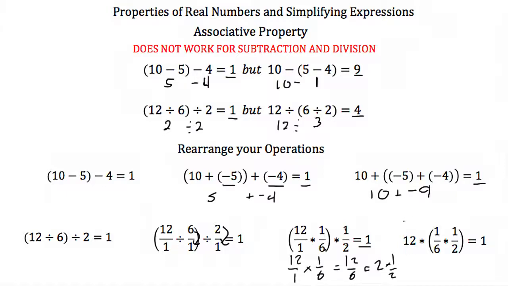Well, I can regroup this now that it's a multiplication problem. 1/6 times 1/2 is 1/12. And if I multiply that by the 12, I still get 1. So if you need to regroup or rearrange a division problem, change the divisor into multiplying by its reciprocal. And then the associative property will still work.